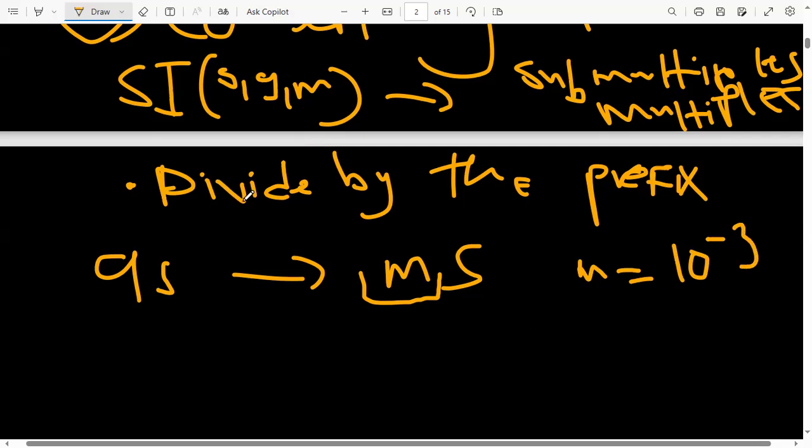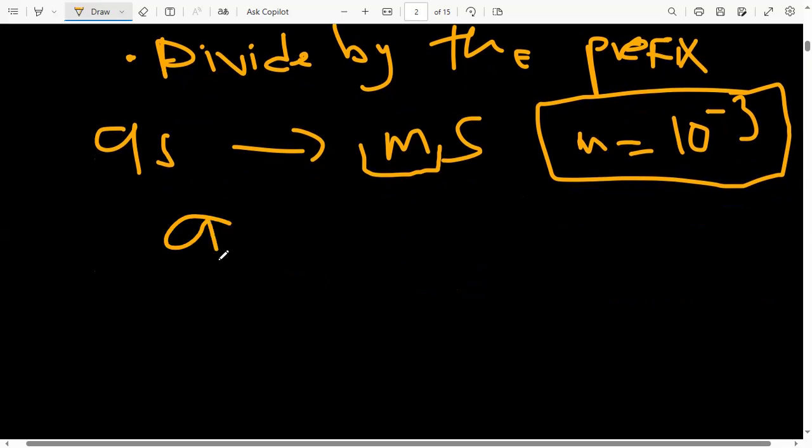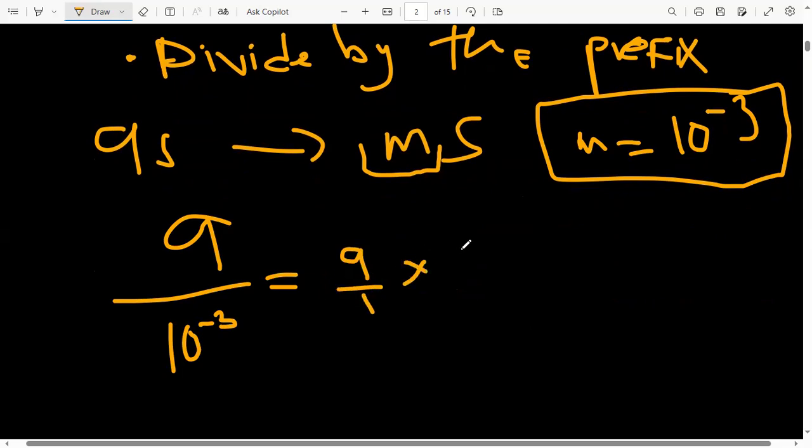So the rule is they're saying divide by the prefix. This is the prefix here. So when converting this 9 seconds to milliseconds, I'm just going to divide by this prefix. We are going to say 9 divided by the prefix, which is 10 to the power minus 3. This will be the same as 9 over 1, then I multiply by 1 over 10 to the power minus 3.